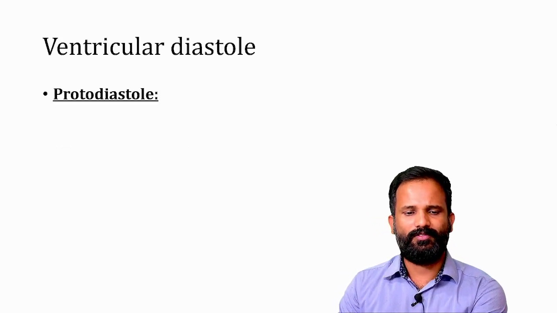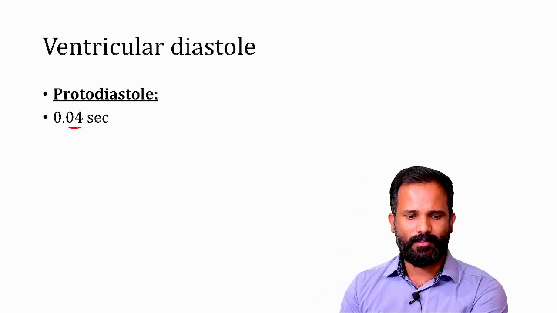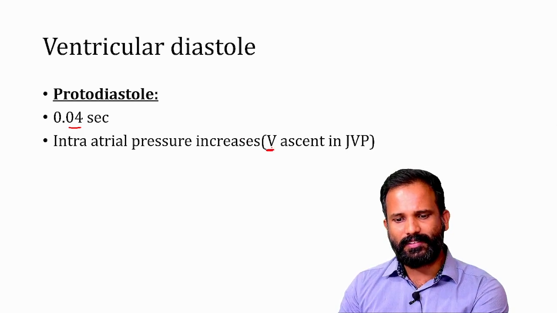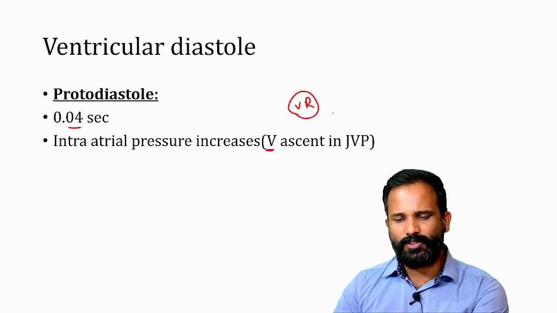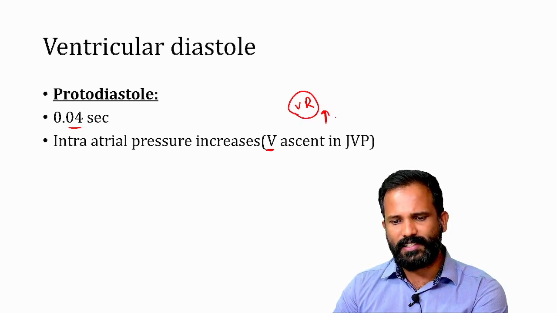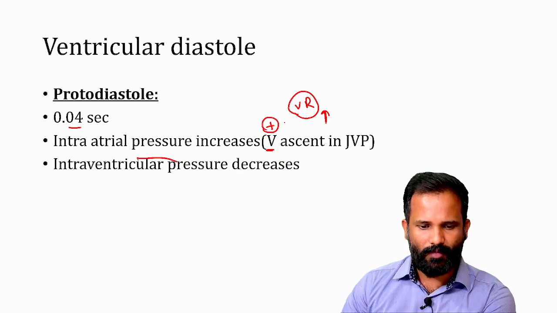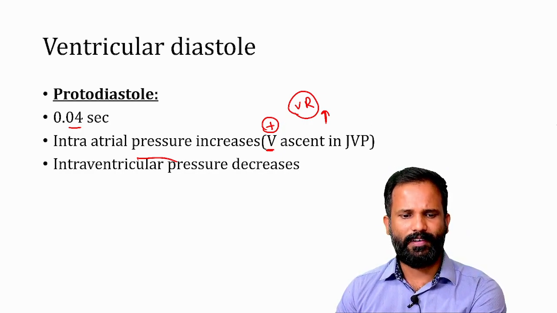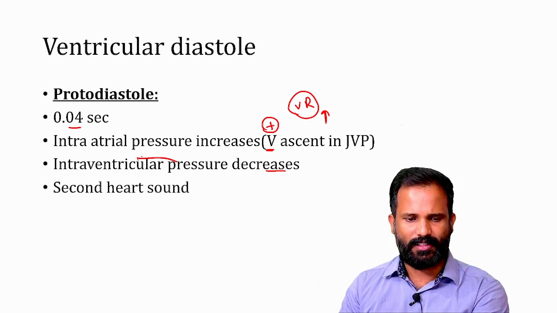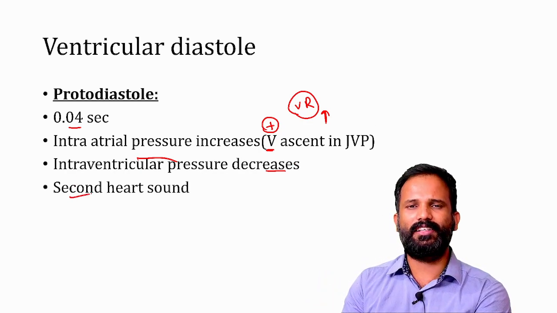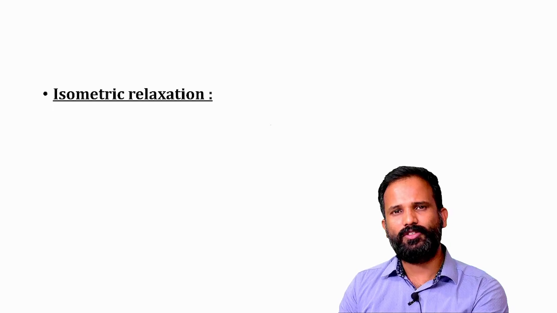Ventricular diastole, first phase is protodiastole, where the contracted ventricle starts to relax. It is 0.04 seconds, and during this phase venous return into the atrium is occurring. So atrial venous return is increased, meaning pressure in the atrium increases. So V is also a positive wave. Intraventricular pressure definitely decreases because the ventricle is relaxing, and protodiastole is the juncture where the second heart sound comes because of closure of semilunar valves.